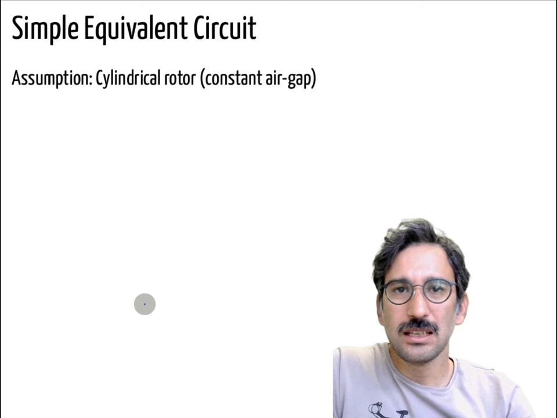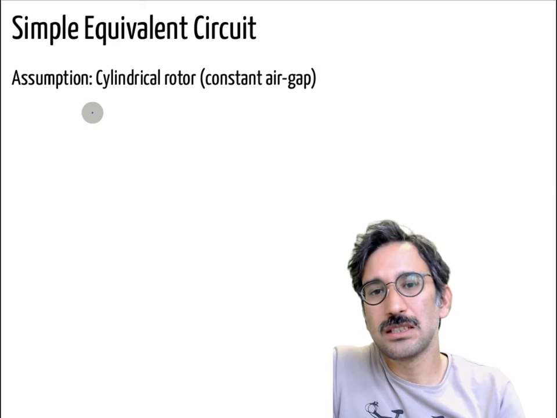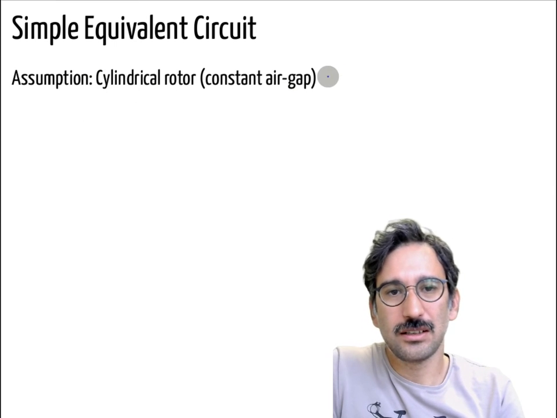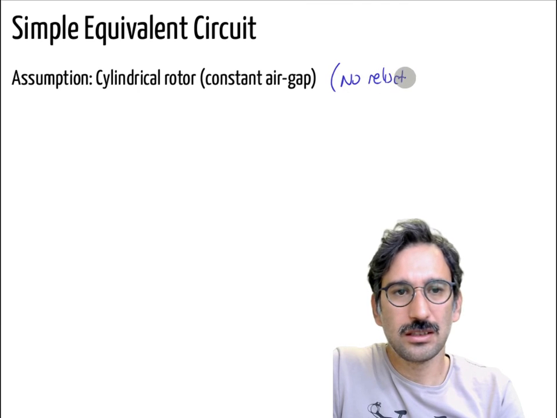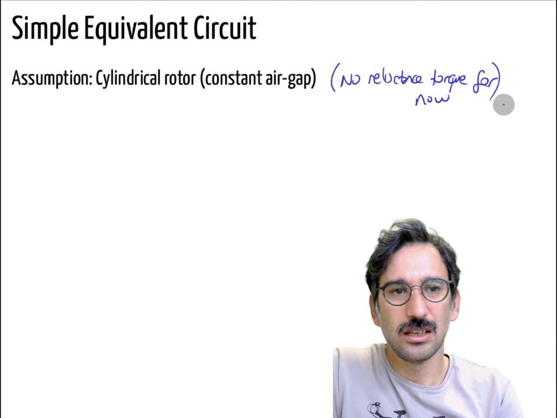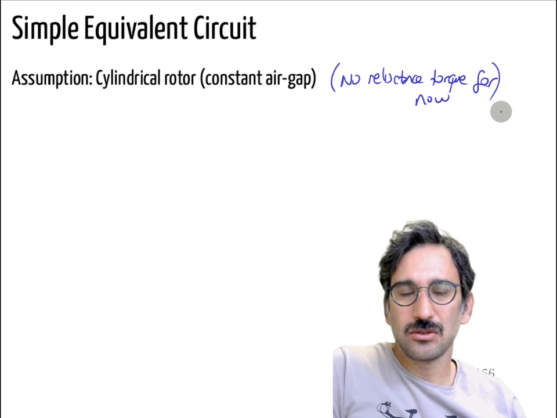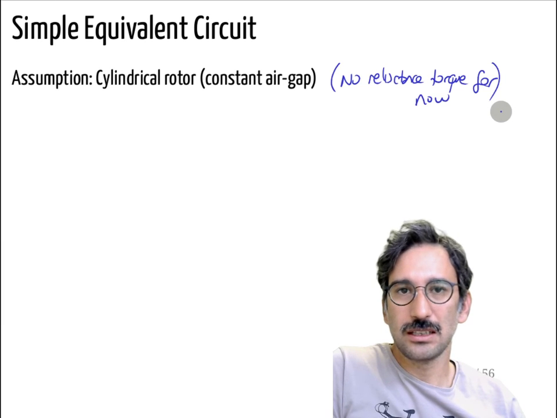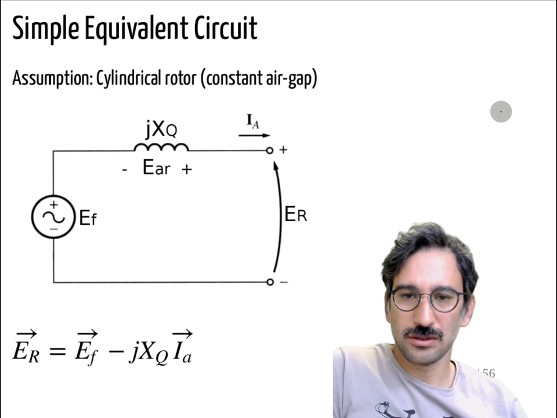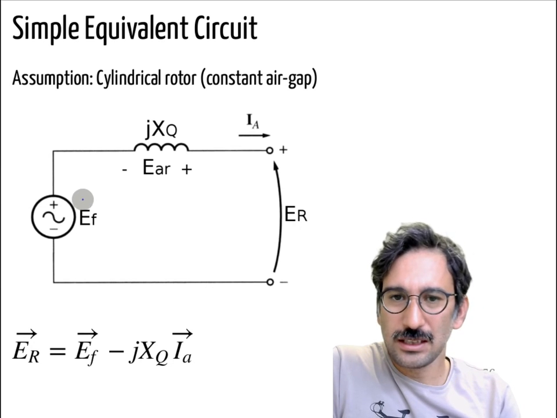Let's add up all those things. We assume, and that is important, a cylindrical rotor with constant air gap distribution. In other words, no reluctance torque for now. For simplification, we will not have the reluctance component. We will use a different equivalent model for salient pole synchronous machines, but for this one, it is a cylindrical rotor and there is no reluctance torque component. Then everything can be written like that.